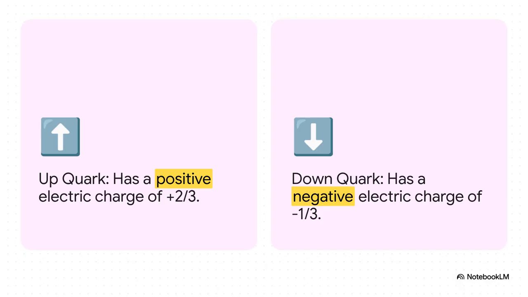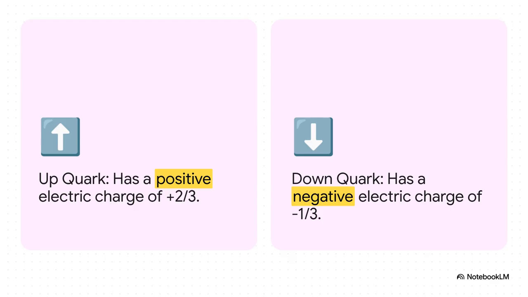And get this, all the stable matter in our universe, everything we can see and touch, is built from just 2 flavors of these quarks, the up quark and the down quark. And they have one of the most bizarre and frankly wonderful properties in all of physics. They have fractional electric charges. An up quark has a charge of positive 2/3, and a down quark has a charge of negative 1/3.